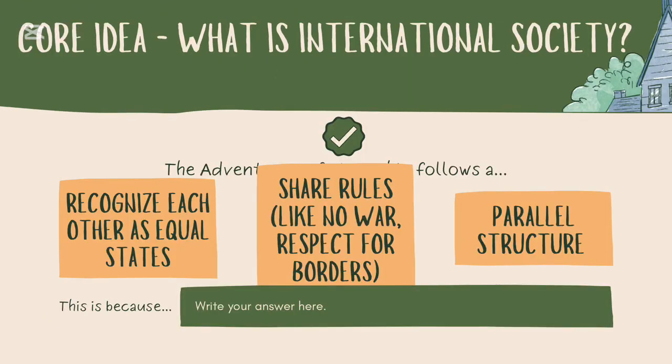Now, what's the international society and how is it connected with the English school? The main idea of the English school is international society. It means that states are not just competing with each other, they also cooperate and follow shared rules. They also recognize each other, respect each other's borders, and work through institutions like the United Nations.